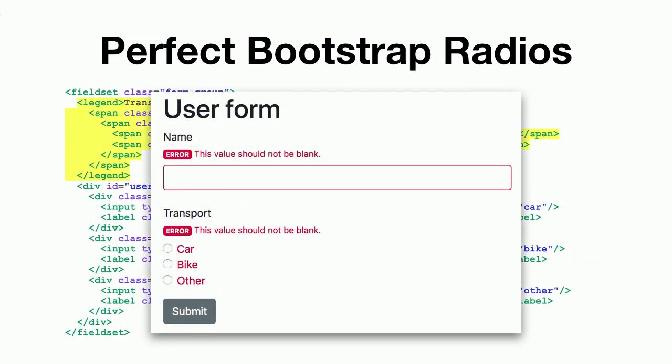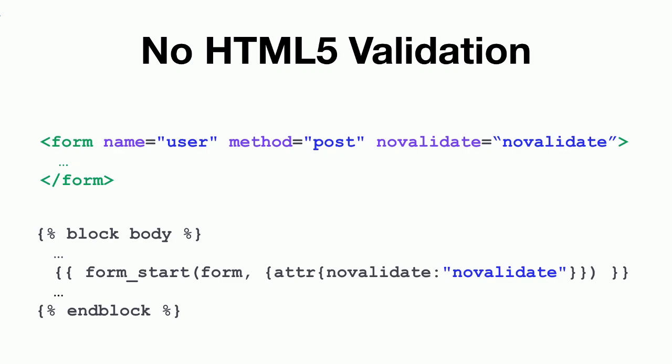And this is the form that is generated with this code. And in order to display those error messages, you also need to disable the HTML5 validation, because those are not very accessible at all. They are just tooltips, and those are not accessible for users with assistive software. So in order to disable those, you need to set the novalidate attribute to novalidate.